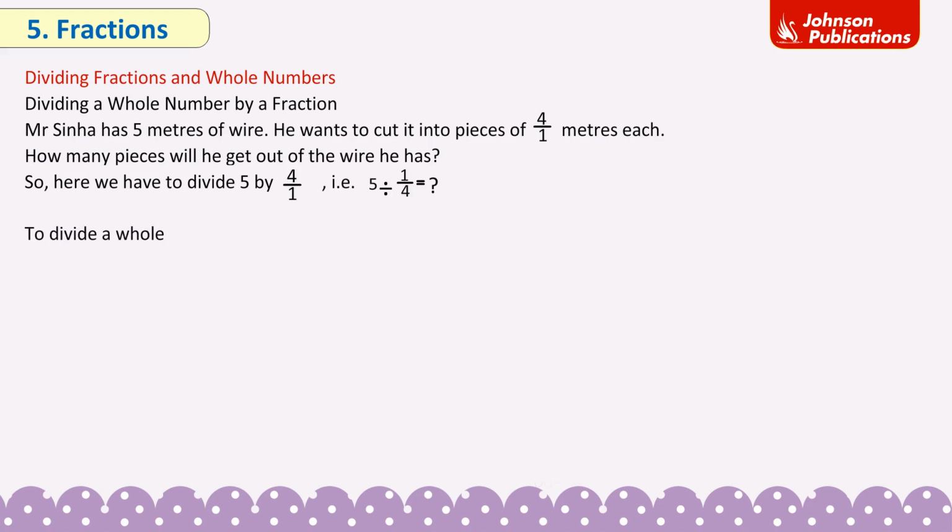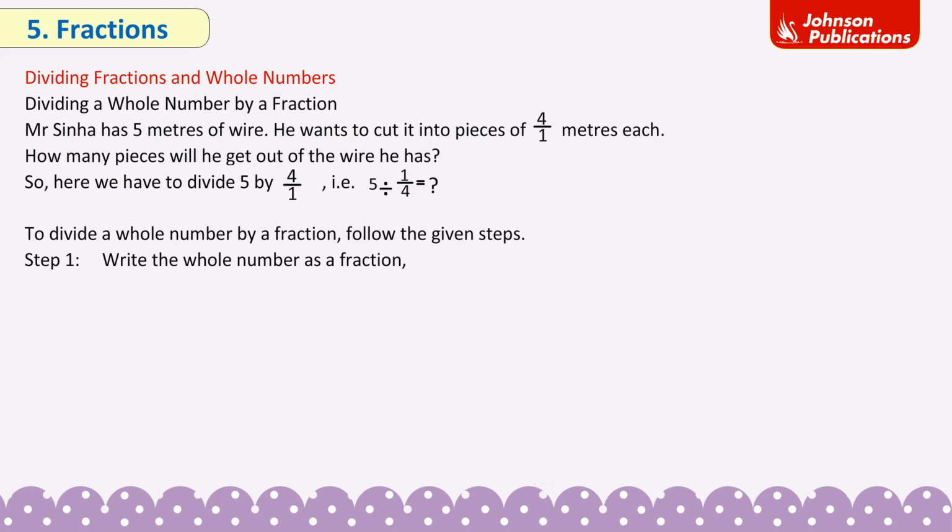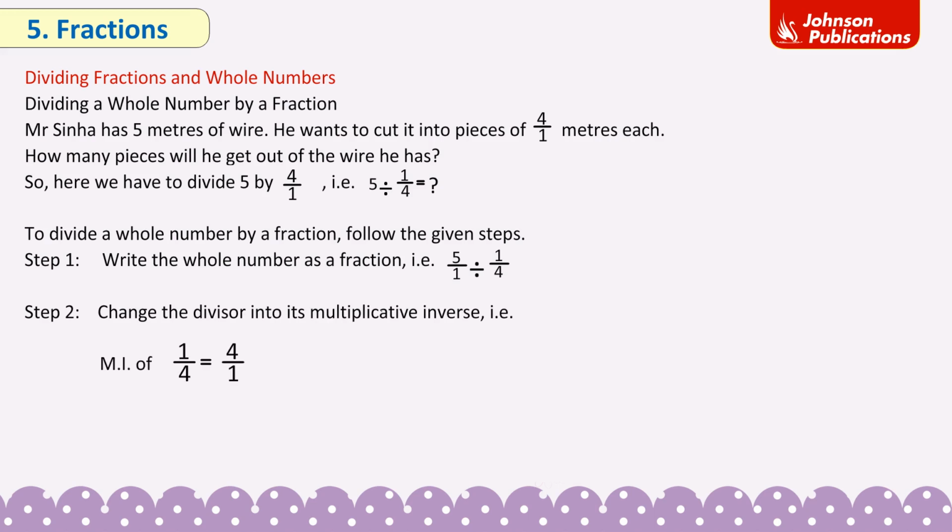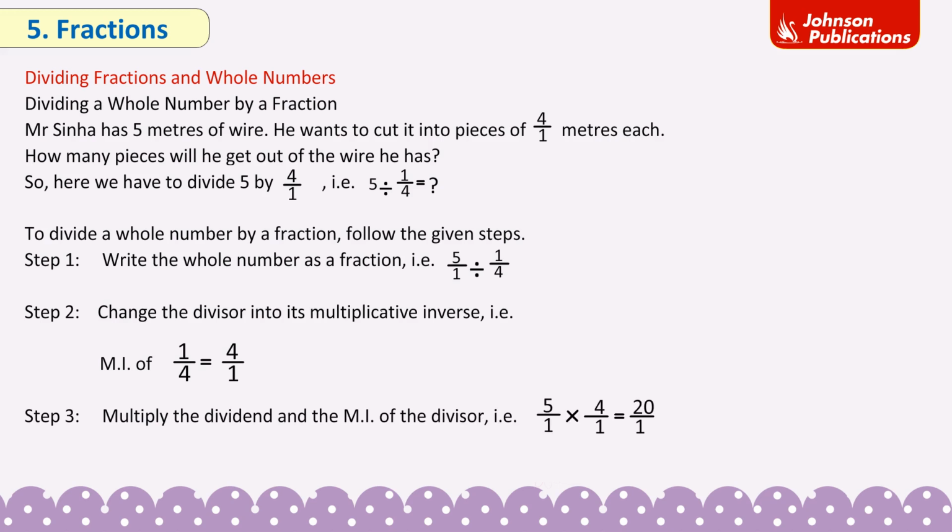To divide a whole number by a fraction, follow the given steps. Step 1. Write the whole number as a fraction. That is, 5/1 divided by 1/4. Step 2. Change the divisor into its multiplicative inverse. That is, multiplicative inverse of 1/4 is equal to 4/1. Step 3. Multiply the dividend and the multiplicative inverse of the divisor. That is, 5/1 multiplied by 4/1, which is equal to 20/1.